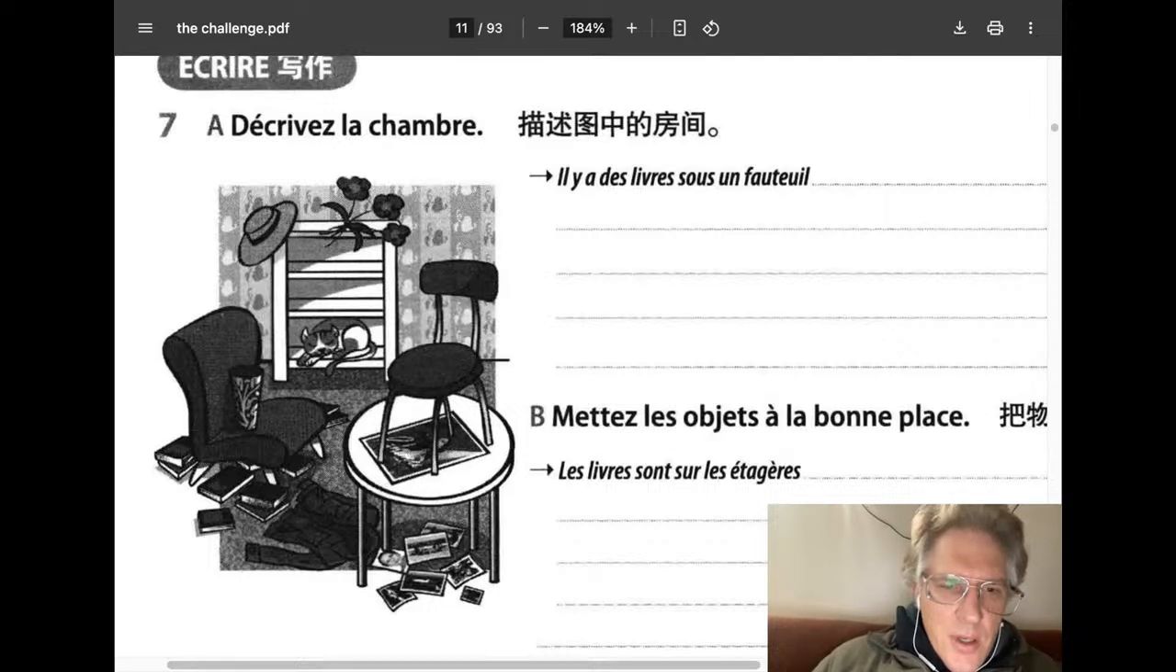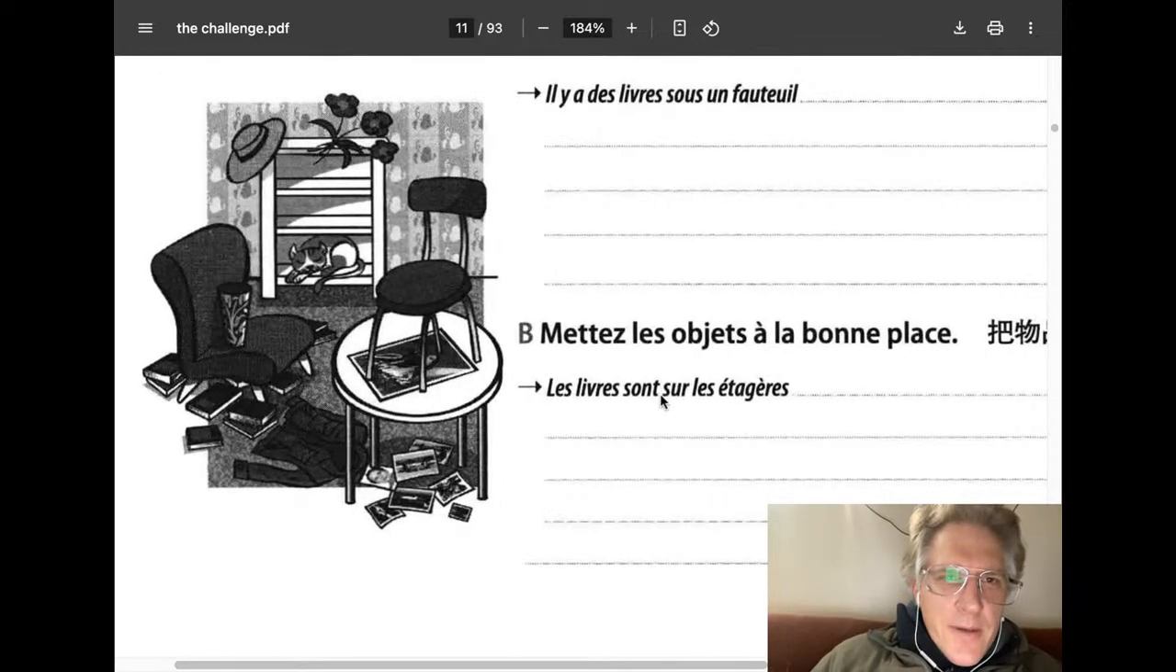Sur l'étagère. L'étagère. Il y a un chapeau sur l'étagère. L'étagère. Il y a des fleurs sur l'étagère. There. I'm speaking French. Whew. All right. And then they're like, well, put it in the right place.